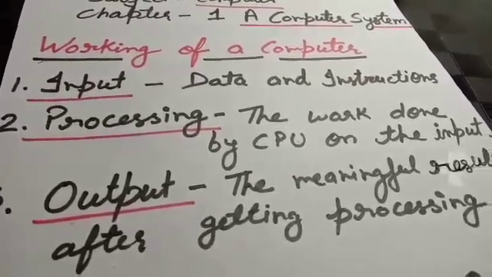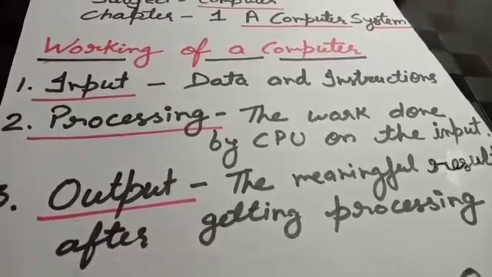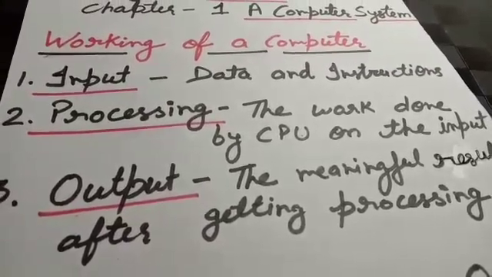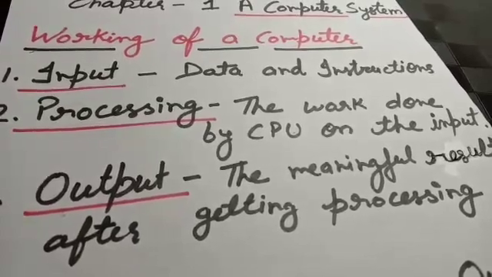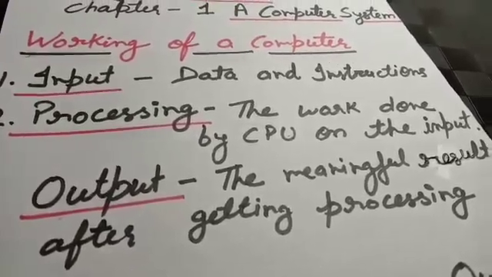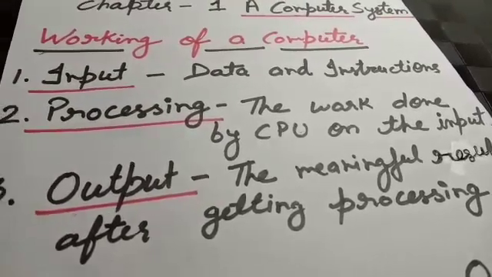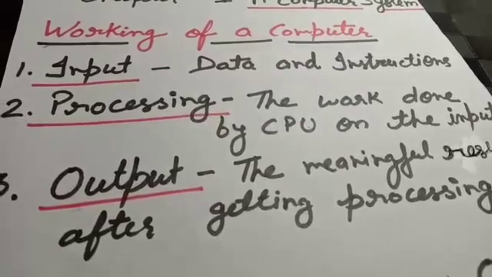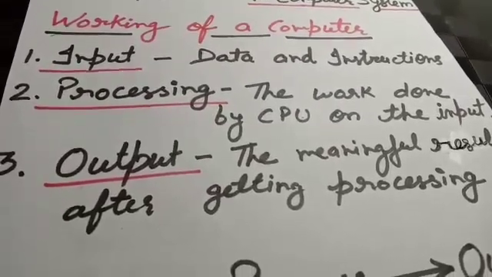Second, processing. This is the work done by the CPU on the input. After entering data and instructions in a computer, the CPU works on the input to give us meaningful information. This is called processing. Or you can say the CPU works on data to give us output or result.